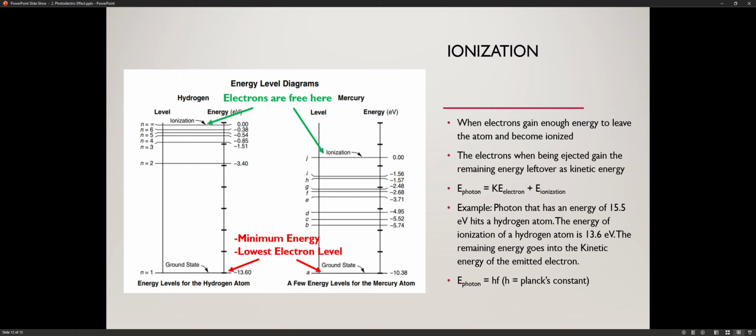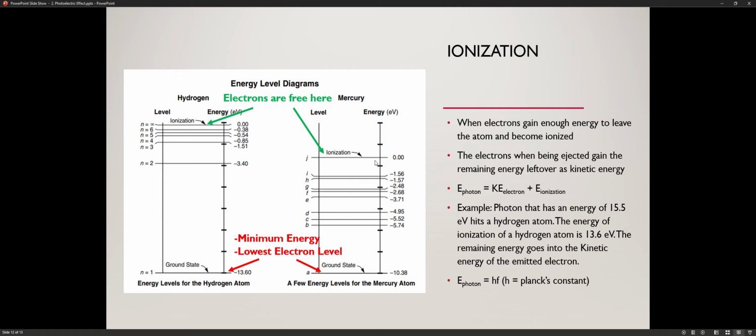Also, this is how neon lights work. You give enough energy to go up a few electron levels, and then when the electrons drop back down, you get light. You get certain colors of light.